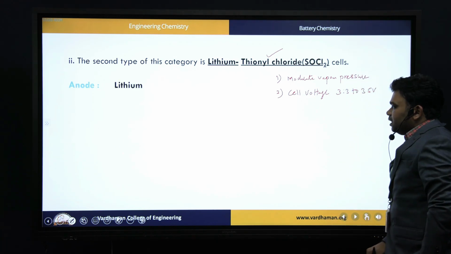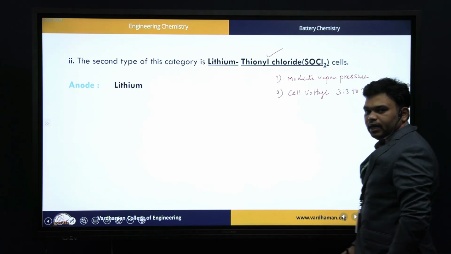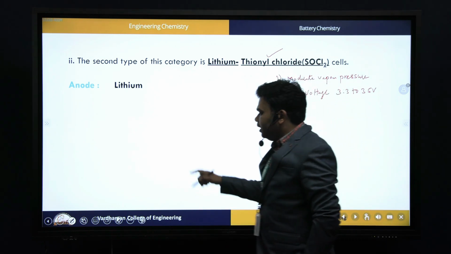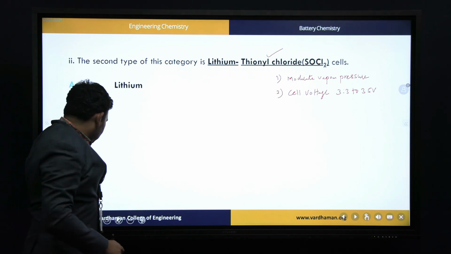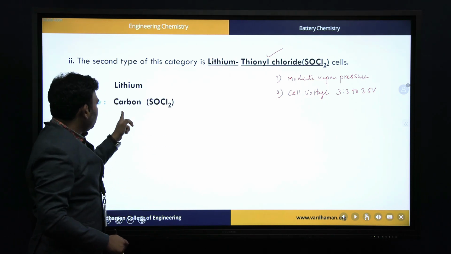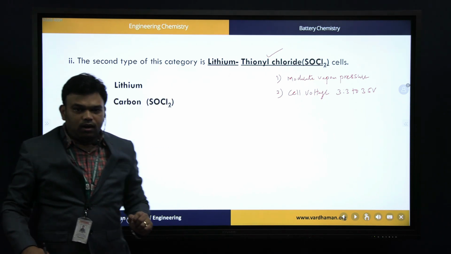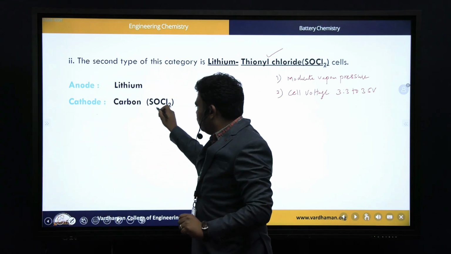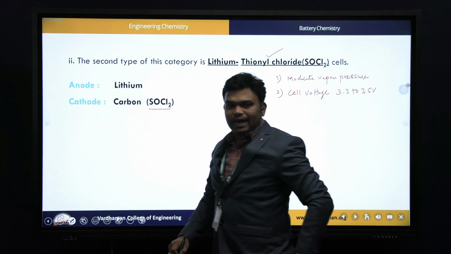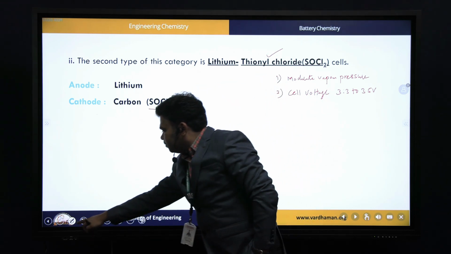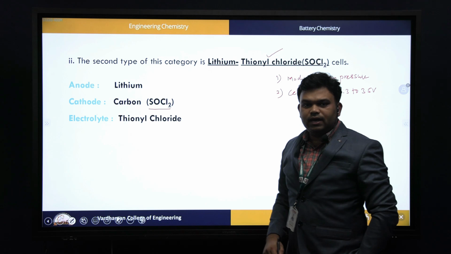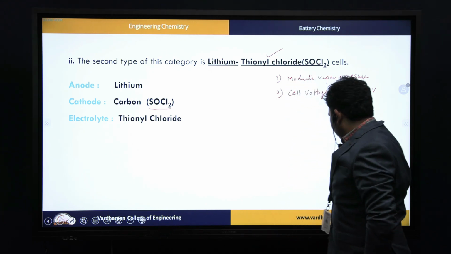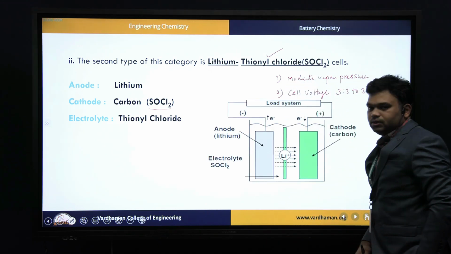If we move to the construction, as we know any cell consists of an anode. Here the anode is lithium. Next, the cathode is carbon, which includes thionyl chloride, which acts as the cathode. And the electrolytic solution is thionyl chloride, that is SOCl2, which is used as the electrolytic solution.